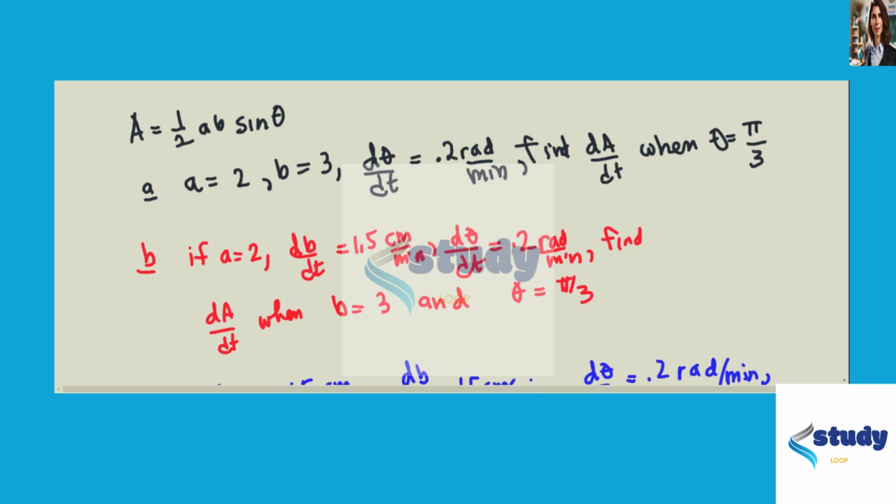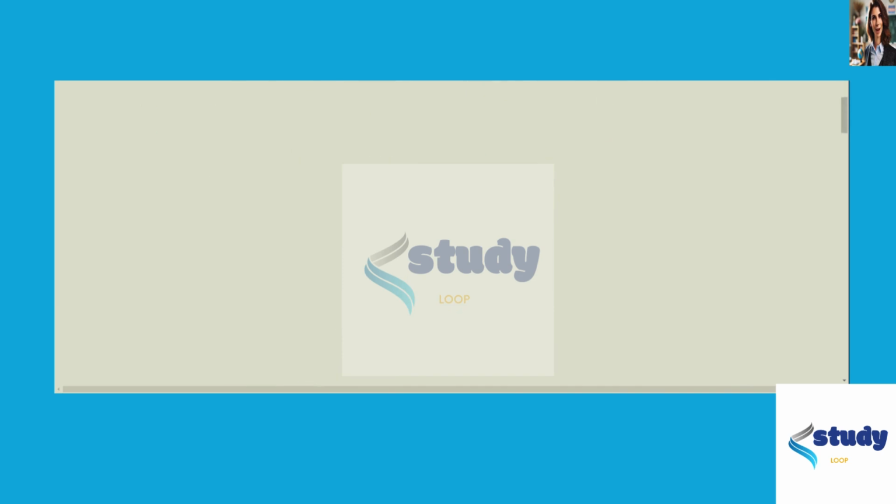Okay, we have this triangle. I'm going to draw it down here. Oh, that's not a triangle. Okay, here we go. And let's say this side is A and this side is B, and then theta is in between them.